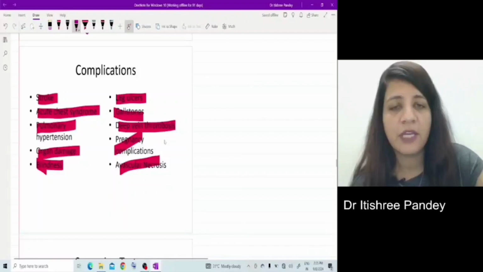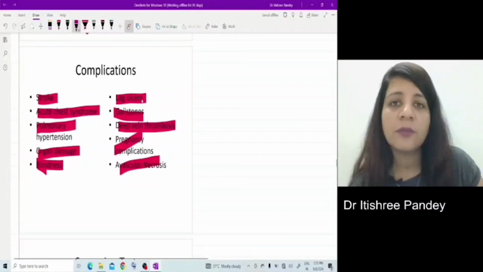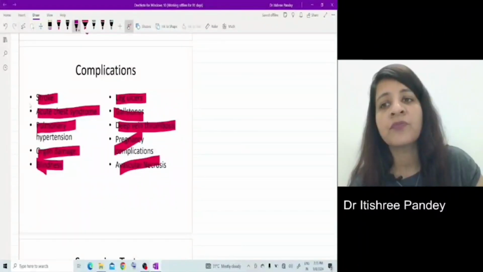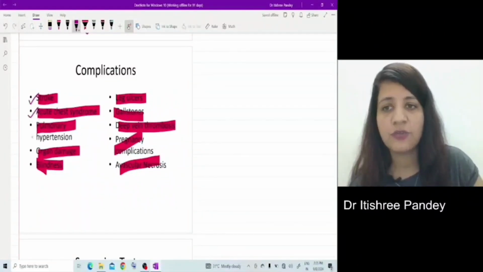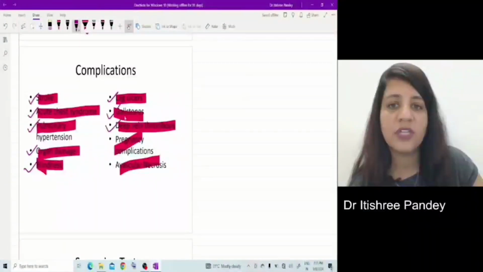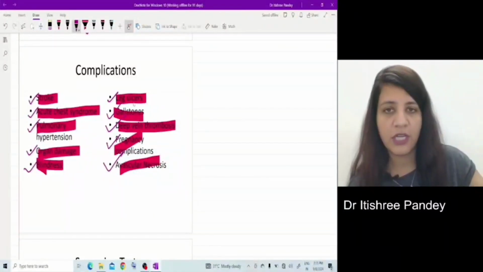Now coming to the complications. The long-term crisis and long-term polymerization and the sickle state lead to stroke, acute chest syndrome, pulmonary hypertension, organ damage, blindness, leg ulcers, gallstones, DVT, pregnancy complications and also avascular necrosis.